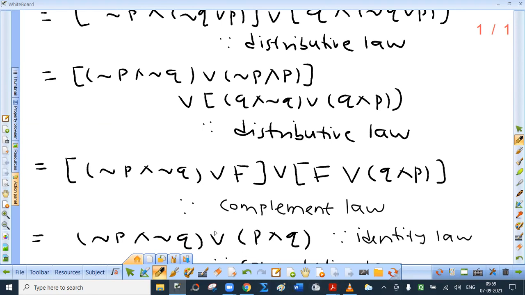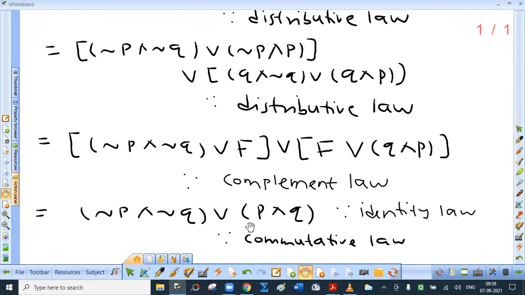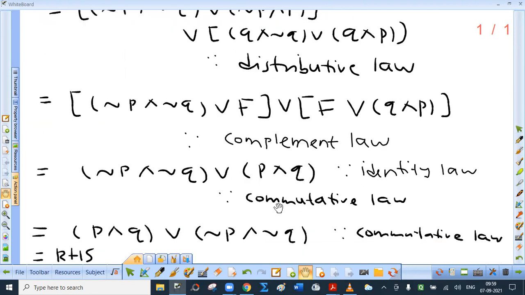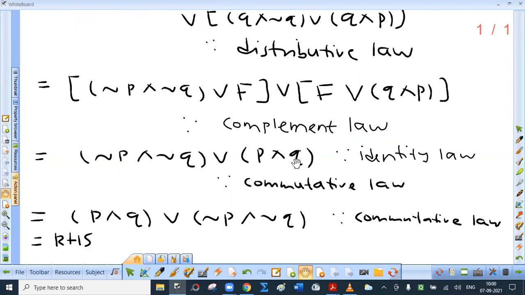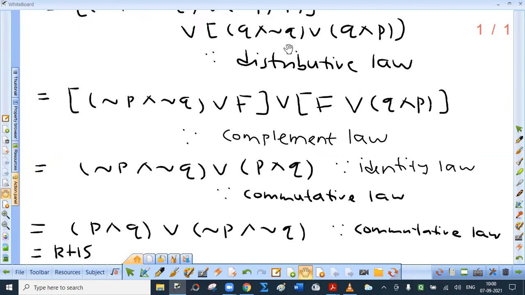Okay. So we get what? We get not P and not Q, or P and Q. I can write P and Q first, or before that, what is Q and P? P and Q. Reason, commutative law. So there are two reasons actually. This is identity law and this is commutative law. Again, we have to write P and Q first, because these two are disjuncts. We can interchange them as commutative law is obeyed. So this is P and Q, or not P and not Q. Yes, this is nothing but right hand side. So that's it for today.